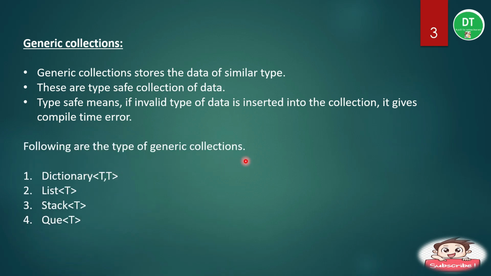Following are the types of generic collections: dictionary, list, stack and queue. You can see here in the angle bracket there is T. So here T represents the type of the data at the time of the declaration of the generic collection.